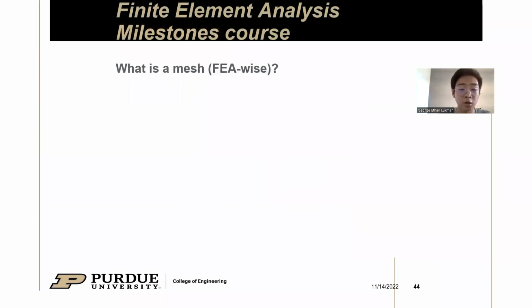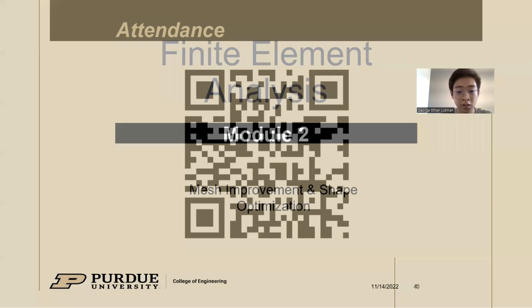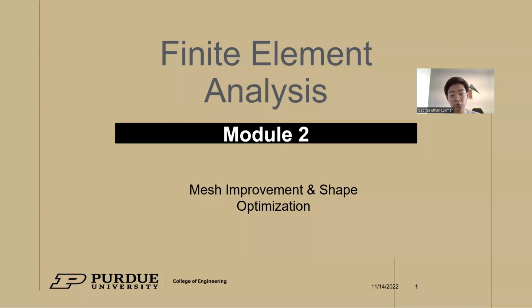So today we're going to be talking about mesh improvement and shape optimization. I'm going to split it into two parts. The first one, mesh improvement, is about the different mesh settings available on Fusion. I know we touched on that last week, but we really kept it at the default setting. This week, we're really going to dive deep, and hopefully by the end of this session, you will better understand the different mesh settings available and be able to pick the right mesh settings for your needs.